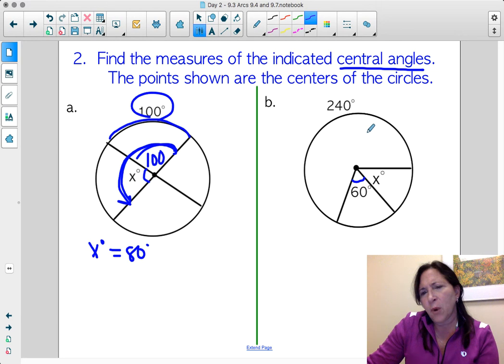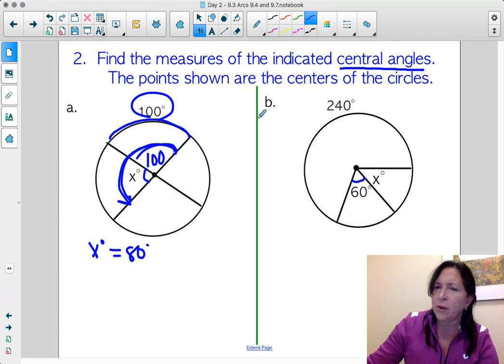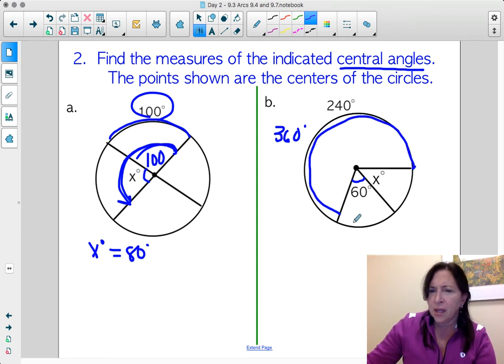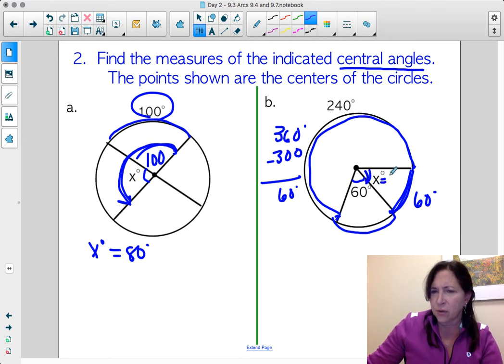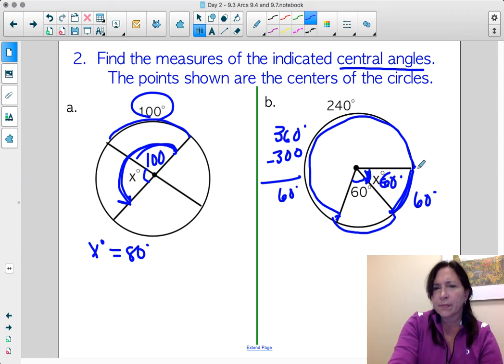Likewise for this one, I know that all the way around a circle is 360 degrees, and from here to here is 240, and then I have another 60. 240 plus 60 is 300. To find the leftover arc here, I just have to subtract, and I get 60 degrees. Keep in mind that this arc right here is also going to be 60, or that central angle right there is 60 degrees as well.